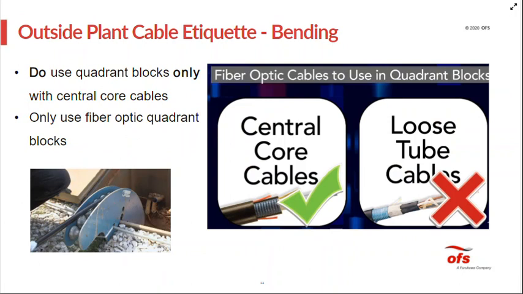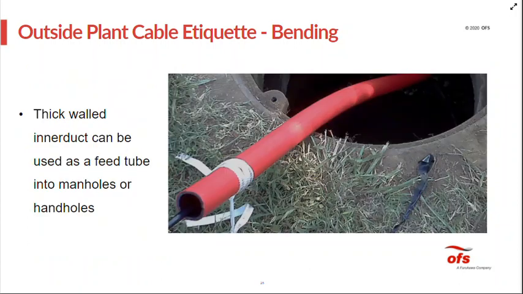In particular for OFS cables, we allow the use of fiber optic quadrants on central core cables. However, we do not allow their use on loose tube cables. The reason is that central core cables generally provide a higher compressive strength for the cable. It provides better protection for the fibers when the cable is pulled over these small rollers. Again, it's a fiber optic cable quadrant that has to be used. I'm going to show some examples in a couple of slides of tools that should not be used for that application.